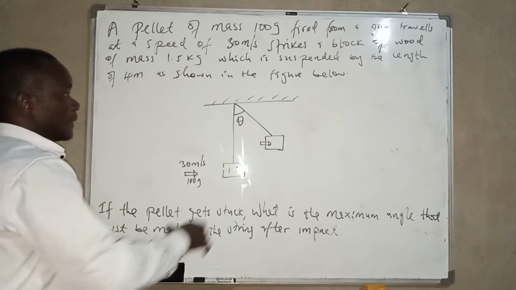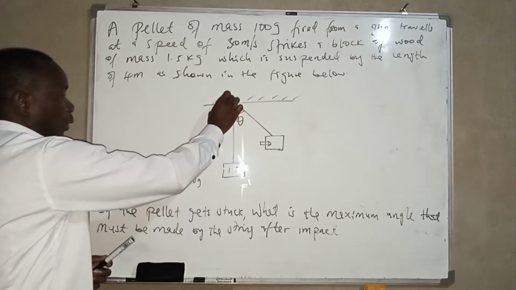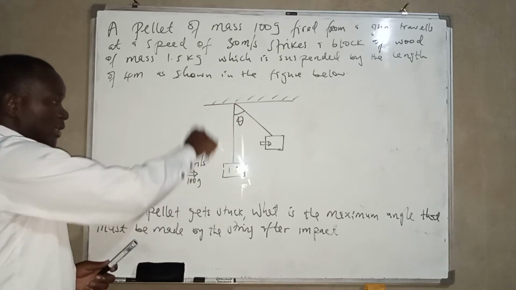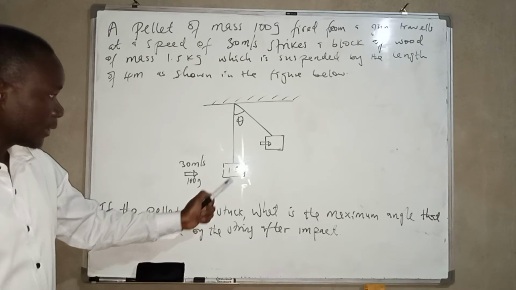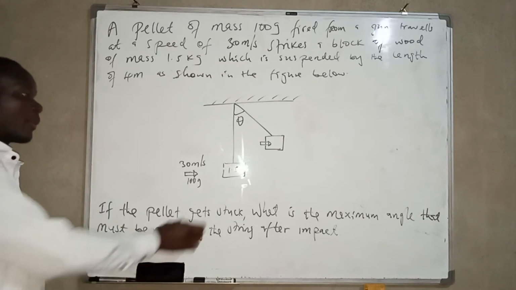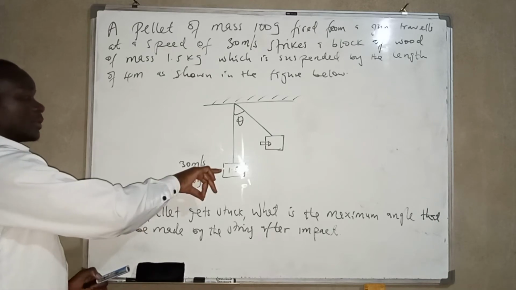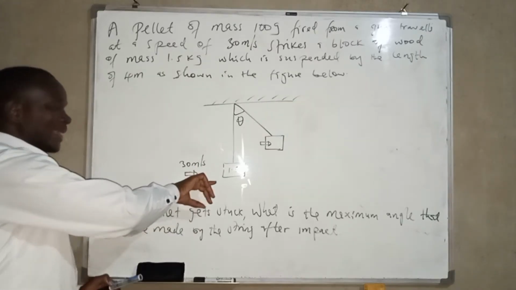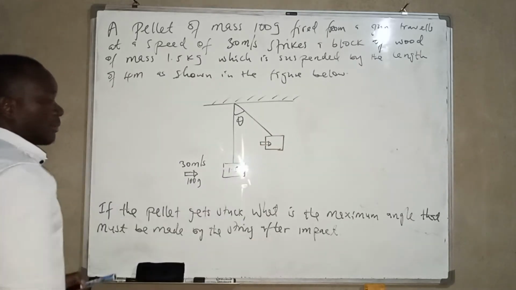So this is a ceiling, or a fixed point, and this block is hanging by this string and it has a mass of 1.5 kg. Then a pellet, or for example, a bullet comes and hits this one, then they move together after sticking and come to this position.